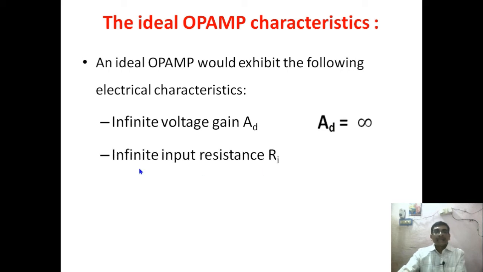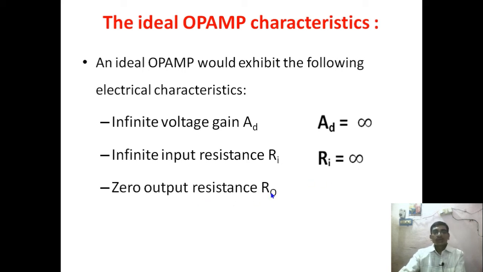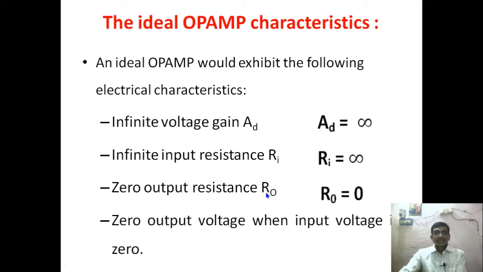And infinite input resistance. The input resistance Ri is infinite for an ideal op-amp, and zero output resistance, R0 equals 0. And zero output voltage when the input voltage is 0. As we already discussed, when the input signal for the op-amp is 0, then the output must be 0. In the ideal case it is achieved.